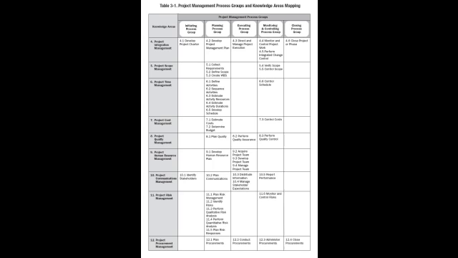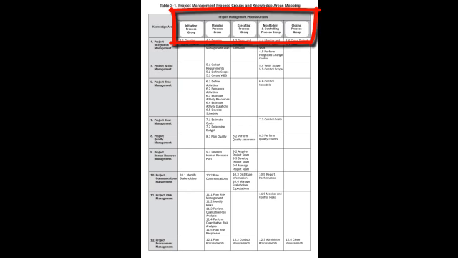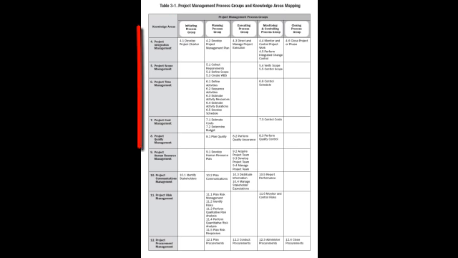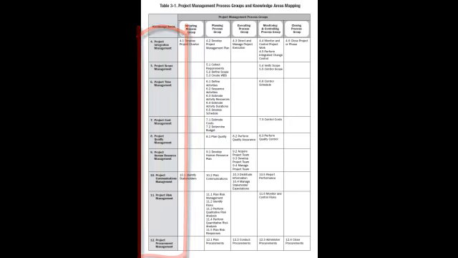Table 3-1 on page 43 of your PMBOK is your friend. It's your guide and map for you to understand all 42 processes and how they interact with one another. Across the top you see 5 process groups, and to the left you see 9 knowledge areas.